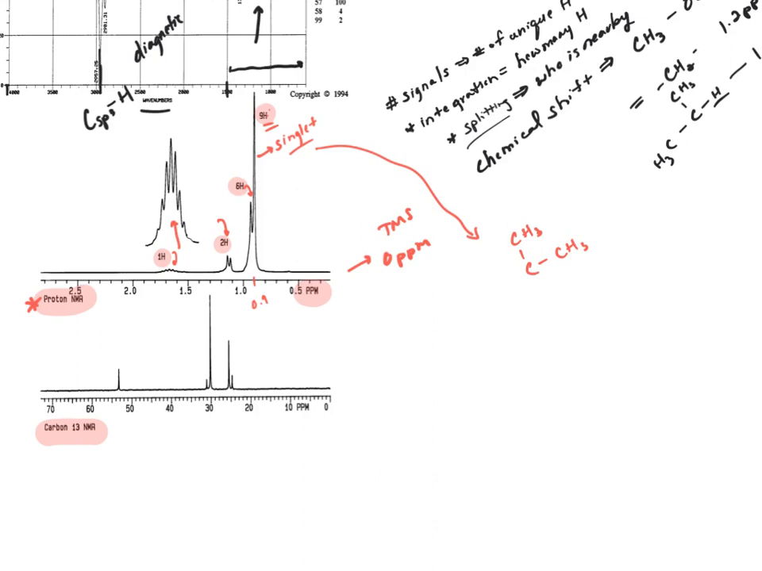So again, if I say tert-butyl and you don't know what I'm talking about, I would go back to the alkane chapter where I talk about various common alkane structures and what their names are. So this is a tert-butyl group.